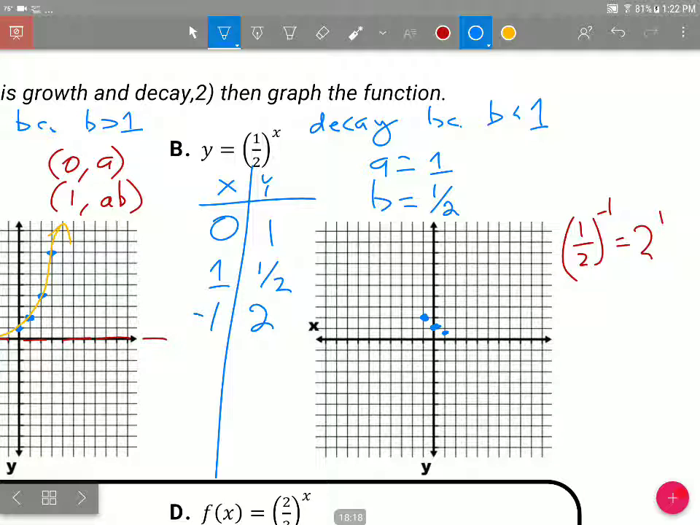So let's do another one. Let's do -2. So if I got 1/2 to the -2, okay, the negative does what? Flips it. It tells you to flip the fraction. So I got 2 squared, which, what's 2 squared? 4. So when x is -2, y is 4.